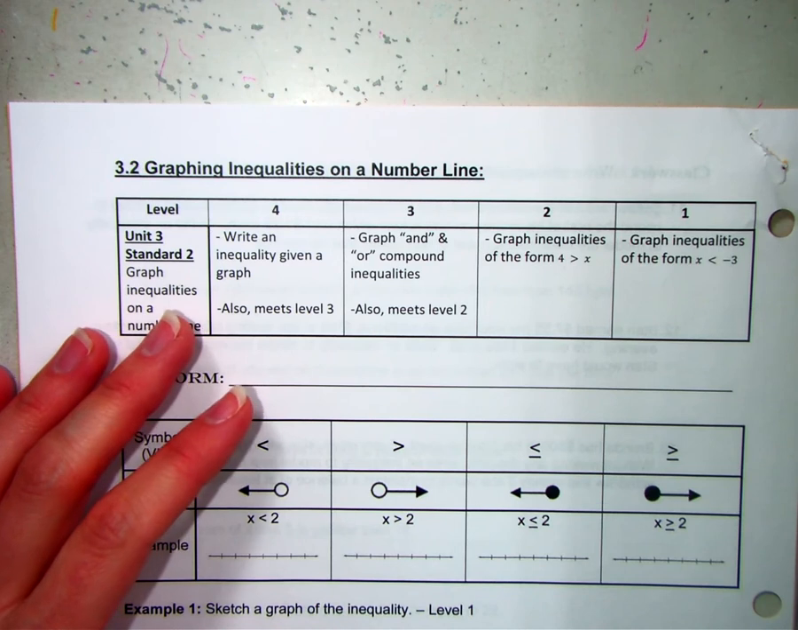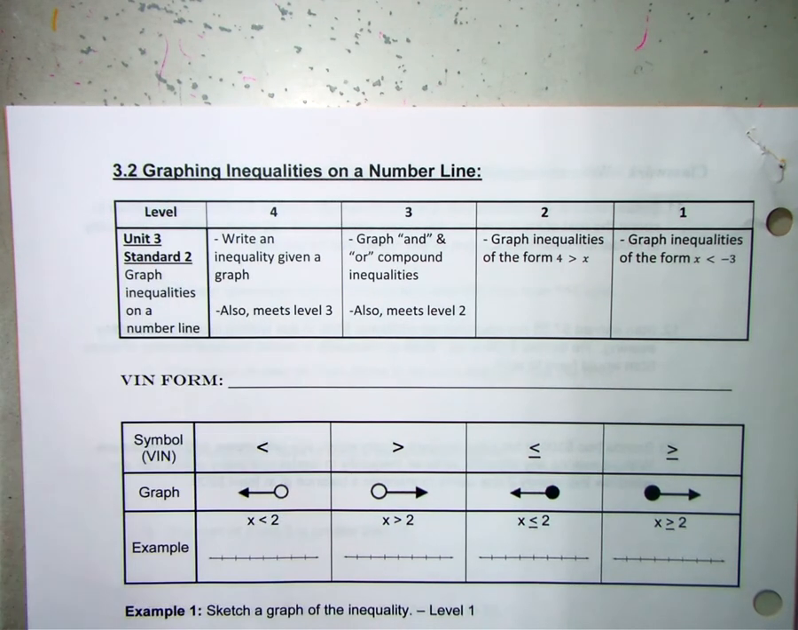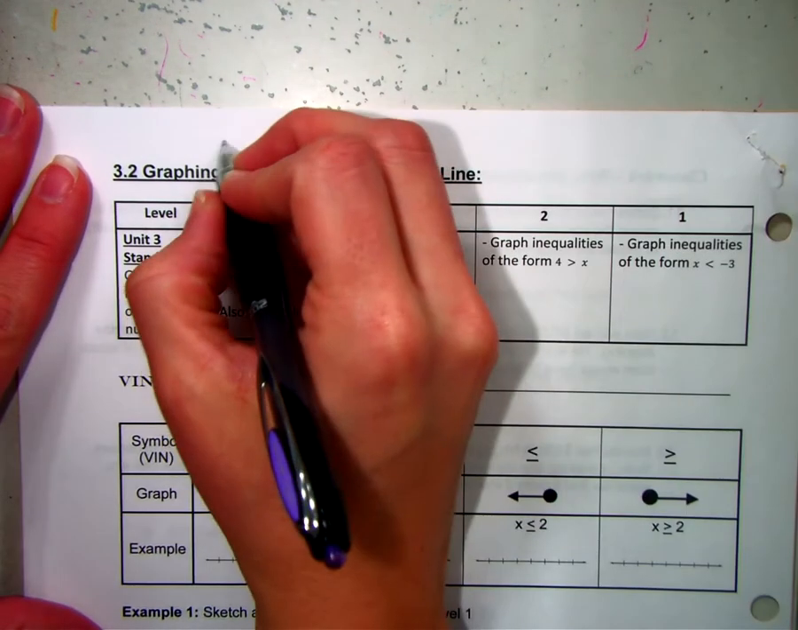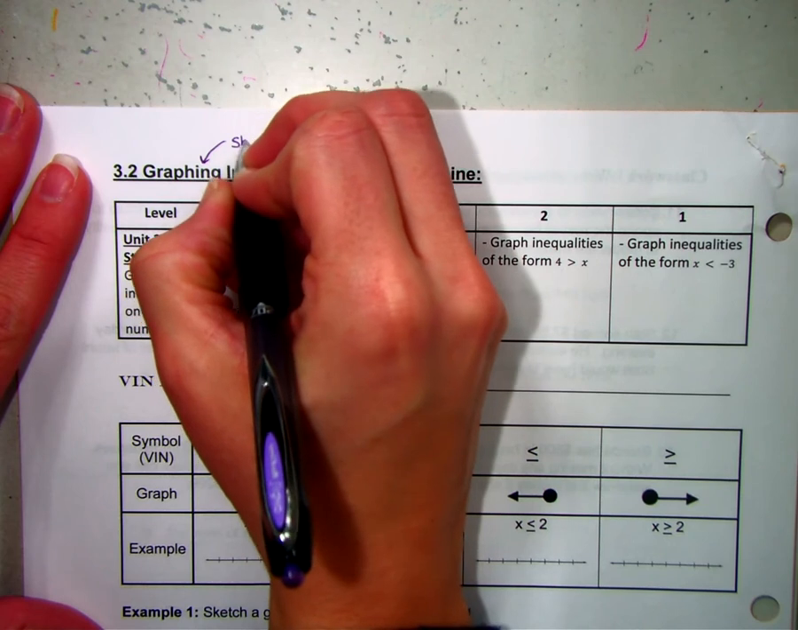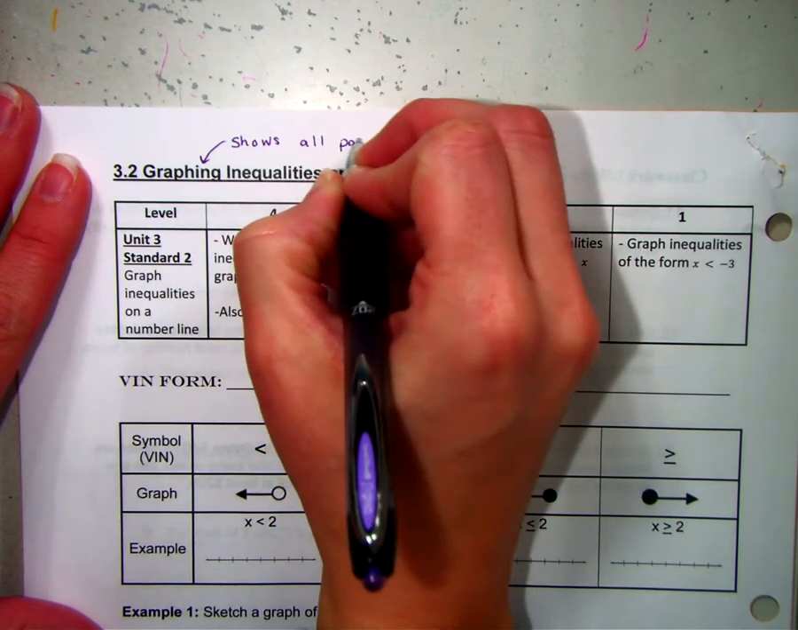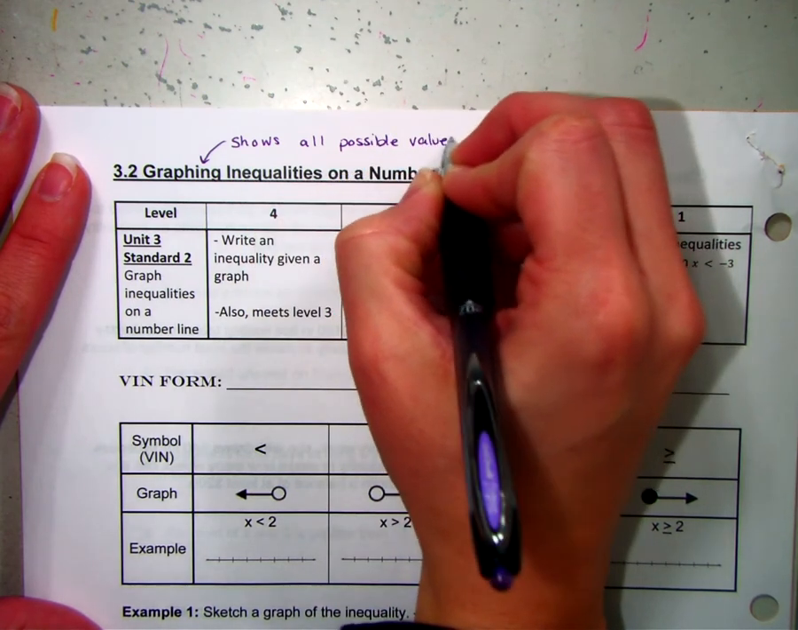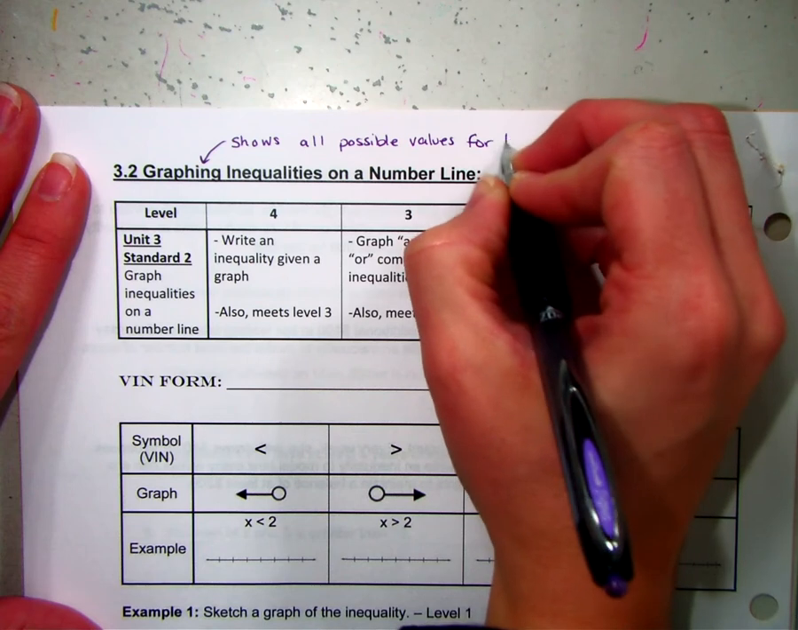This is what we're doing. We are graphing. Why do we graph on a number line? We graph on a number line. This graph is going to show all possible values for the answer.